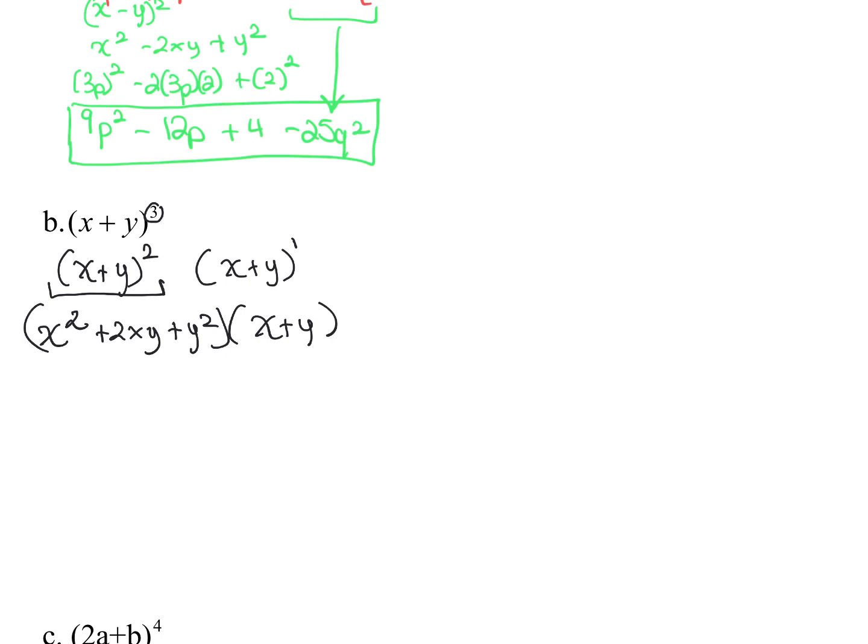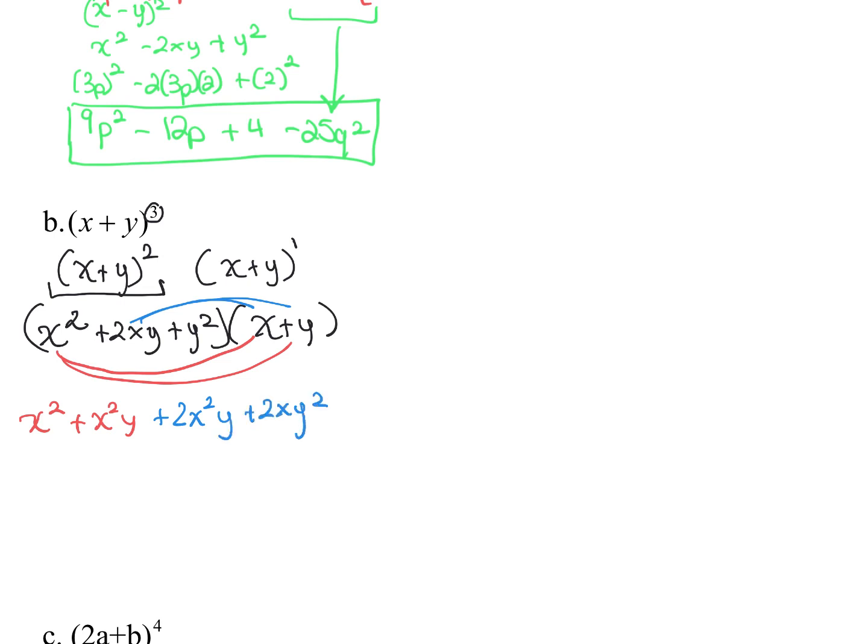So what I'm going to do is I'm just going to make everyone friends. I'm going to take the x squared and send him to both, getting me an x squared plus an x squared y. I'm going to send the 2xy to both, getting me a 2x squared y plus a 2xy squared. And I'm going to send the y squared to both, getting me xy squared plus a y cubed. Please note that I wrote all these terms in alphabetical order. So if I had an x and a y, I always wrote the x first. It helps a lot when you're combining like terms.